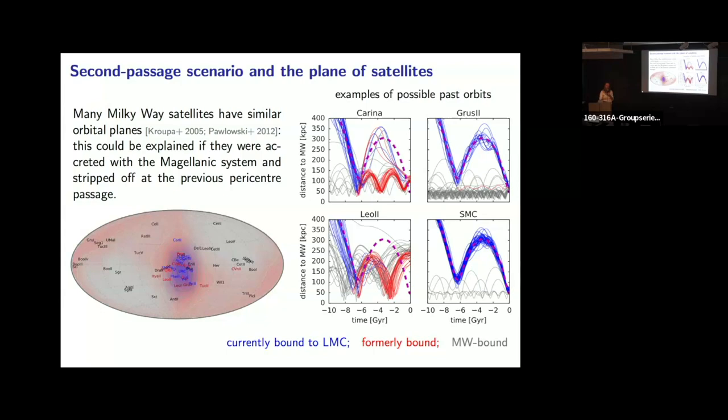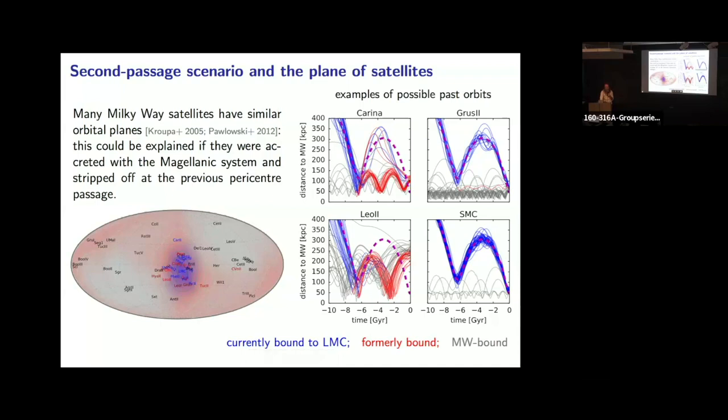So what could have happened is that in this second passage scenario, if I plot the possible past trajectories of various galaxies and compare them to the trajectory of the LMC, which is shown here by this dashed purple line, some of these galaxies might be coming with the LMC, and then on the first passage, they would have been lost and then keep orbiting the Milky Way. And now they're in a completely different part of the parameter space, but they retain the same direction of angular momentum. And that would be true for galaxies that look nowhere like the LMC these days, like Leos, for example. And of course, that would be true for galaxies like the SMC, which keeps being the satellite of the LMC.